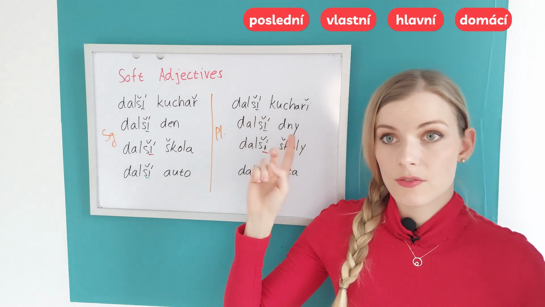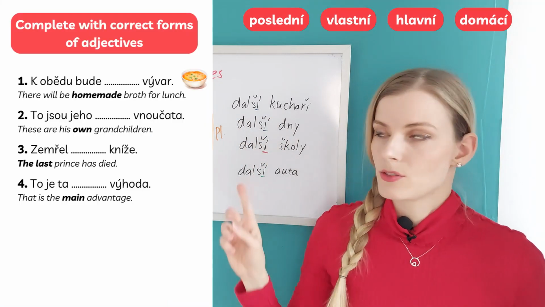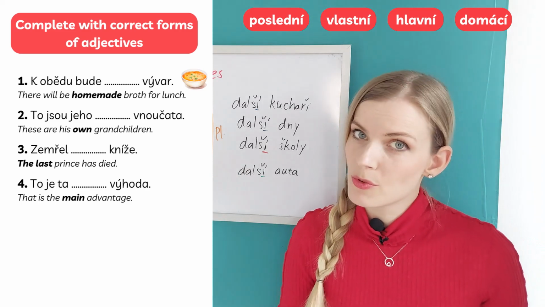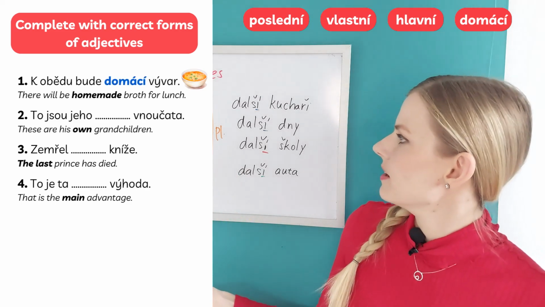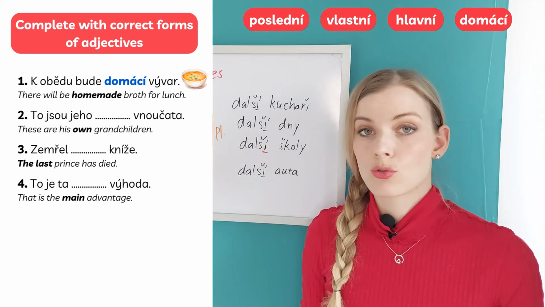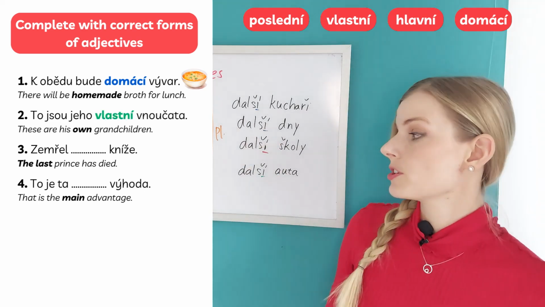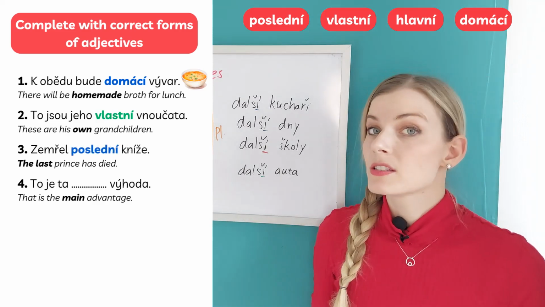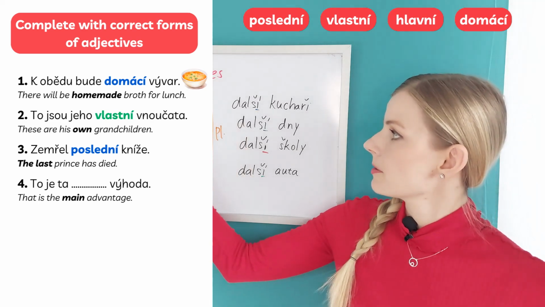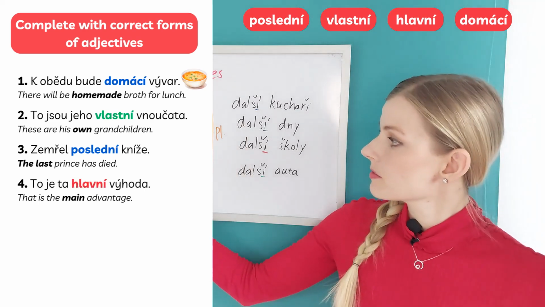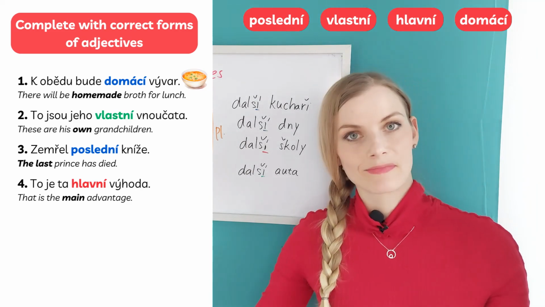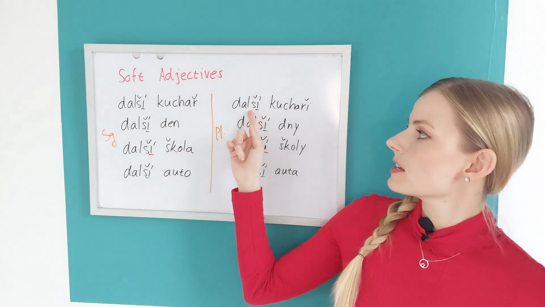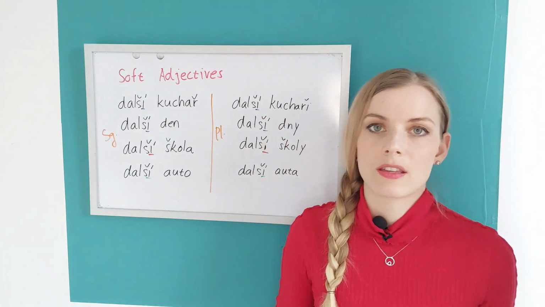So, let's do one simple exercise. Use these adjectives in the sentences that you see here. Ready to check it? Číslo 1. K obědu bude domácí vývar. To jsou jeho vlastní vnoučata. Zemřel poslední kníže. To je ta hlavní výhoda. That's all. There is no trick. Nothing about writing different letters here with masculine animate.